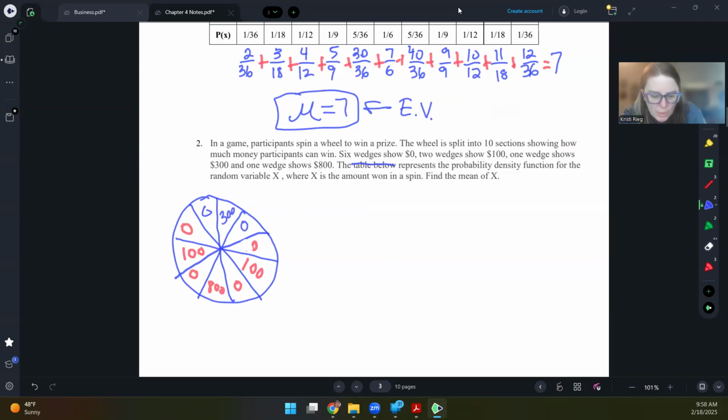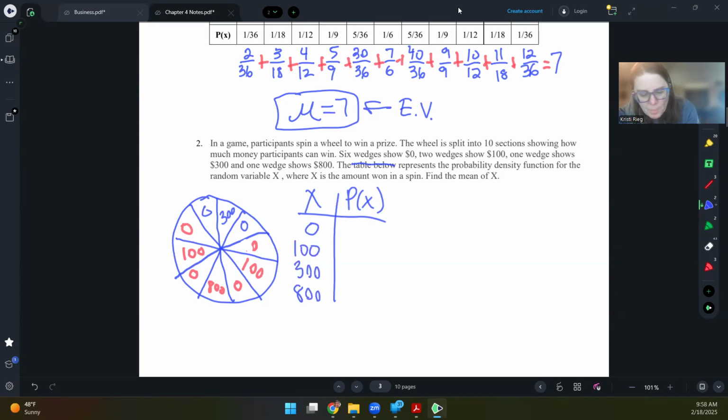Okay, whatever. 1, 2, 3, 4, 5, 6 zeros, a 300, 2 100s, and an 800. So we have 0, 100, 300, and 800. All right, so there's 10 sides. 6 out of 10 sides show a 0. 2 out of 10 sides show 100. 1 out of 10 sides shows 300, and 1 out of 10 sides shows 800.